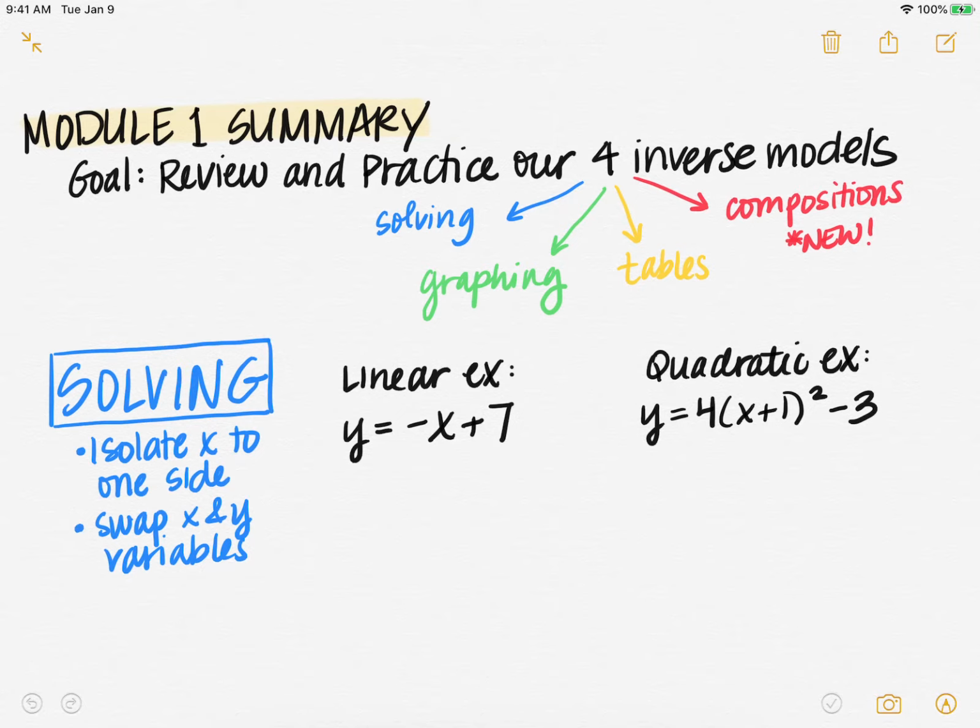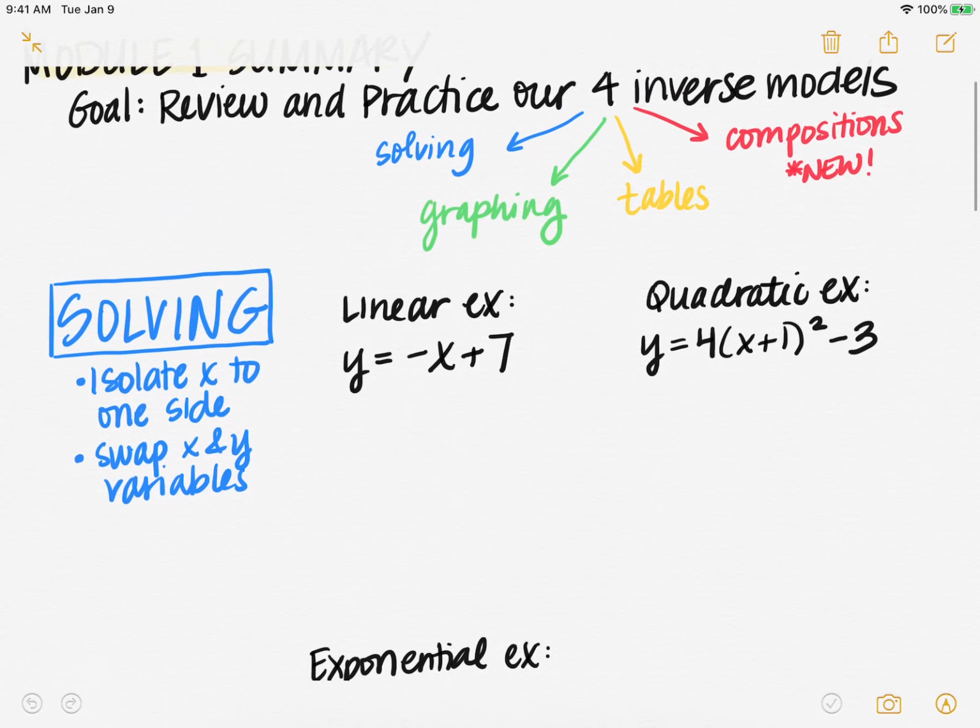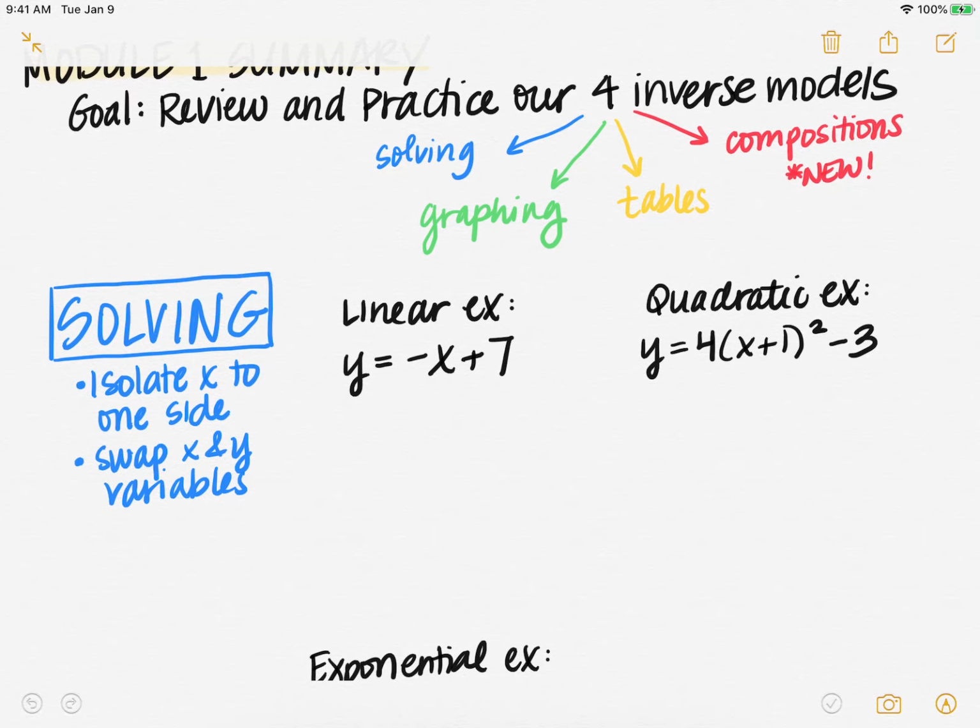So there are 4 ways we find inverses. We are reviewing and practicing these 4 ways. The first one is solving, and I feel like you guys have gotten really great at solving. So here are my steps to solving.